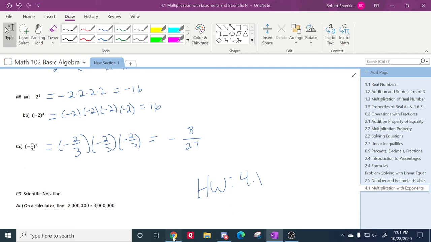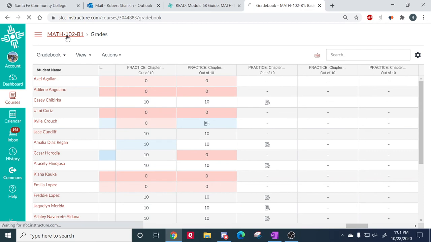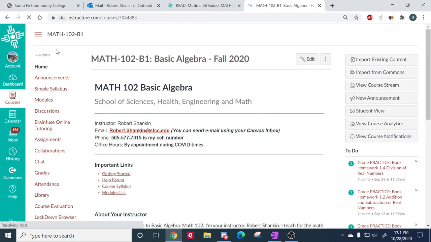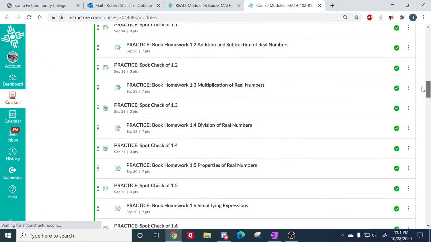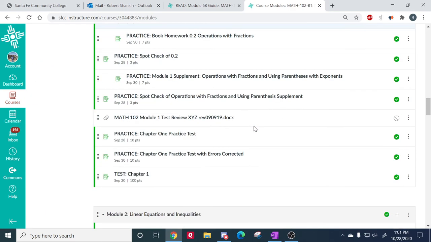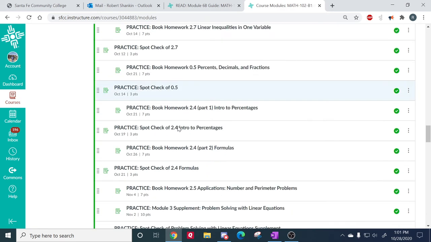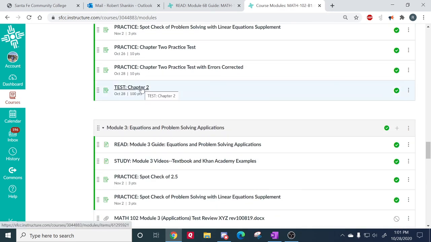And if we look on the website for 102, in the modules, you see when we get down, there was chapter 1 test. Here's the chapter 2 test. That will open up at 1:15. So you have a 15-minute break. So that's how you go to get started. And it has to be uploaded by 2:45. You have an hour and a half.